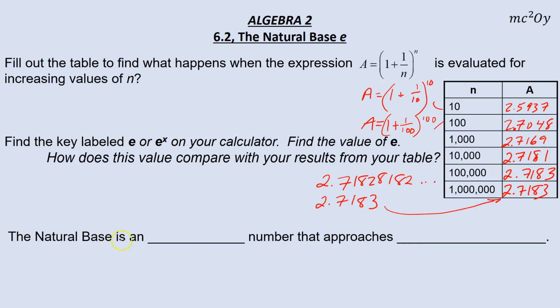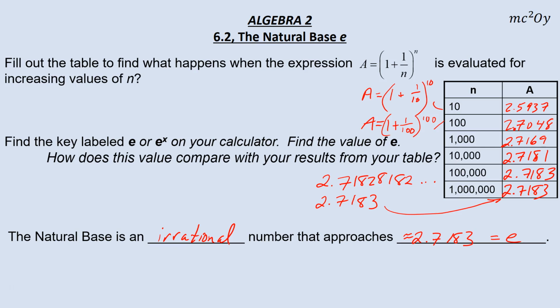The natural base e is an irrational number that approaches approximately 2.7183. What that really means is as you continually increase the value of n, getting more and more compounding periods in a year, you approach a value really, really close to approximately 2.7183. And we call that value e.